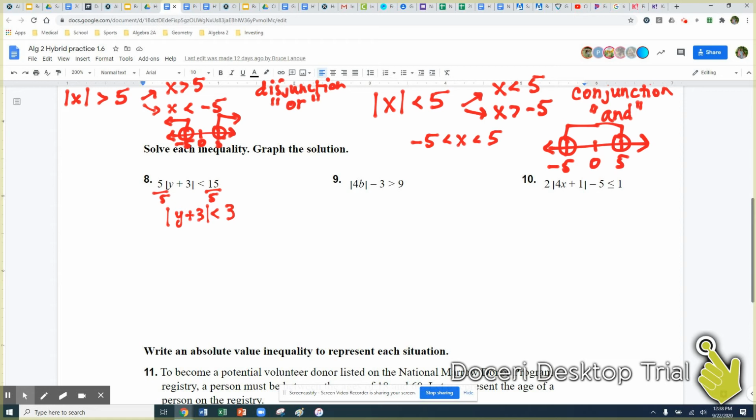Screwed up on my math facts. Helping my daughters in 4th grade, I should know all that. 15 divided by 5 would be 3, not 5. So yes, at this point.